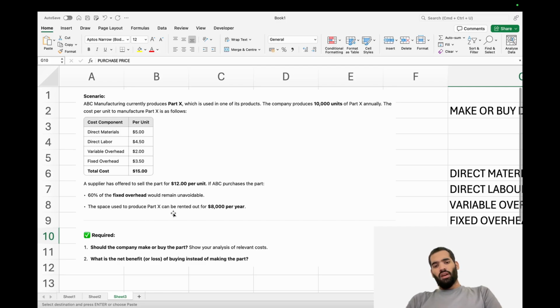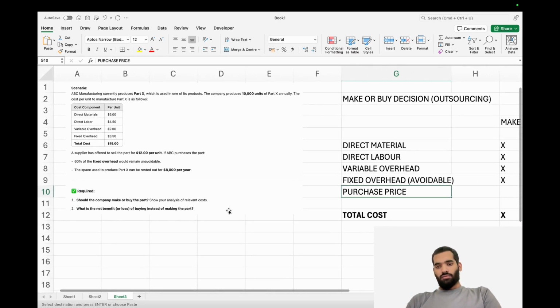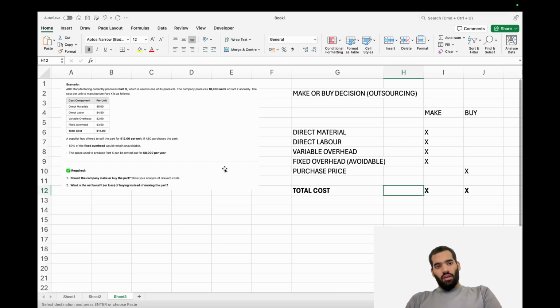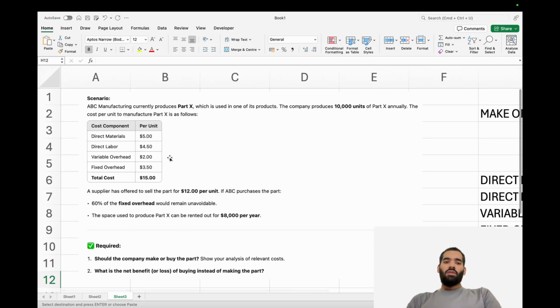And then the space used to produce part X can be rented out for $8,000 per year. So that is where the opportunity cost comes into play. They are telling us in the question that if we decide to keep making the part X, we'll have to spend this much money: material, labor, variable overhead, and fixed overhead. This is per unit, so I'll show you how to convert it into total. And also, we will lose out on renting out this space for $8,000 per year. Because if I keep making the product in house, I will need that space, so this $8,000 has to be considered as opportunity cost.